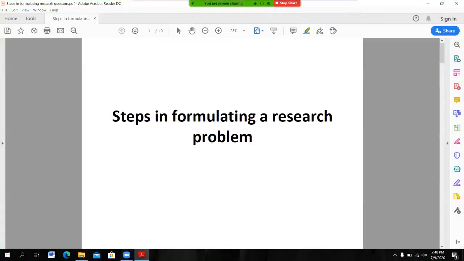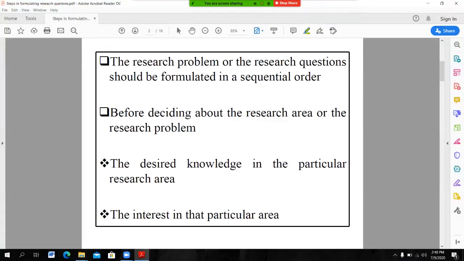So today we will discuss another important topic, steps in formulating a research problem. What are the different steps involved while formulating a research problem or research question? The research problem and the research question, you know, is the most important and first step of the research process. So the research problem or research question should be formulated in a sequential order.